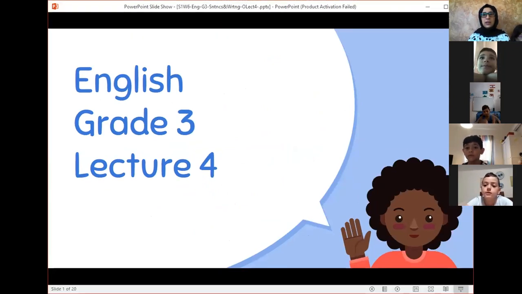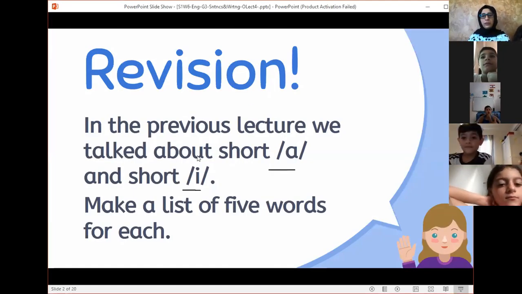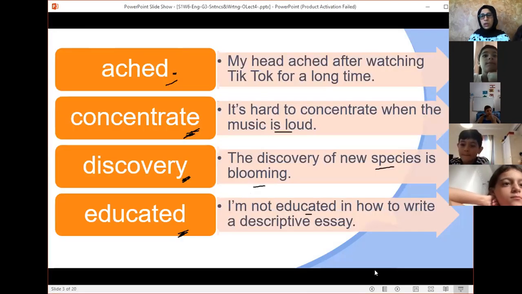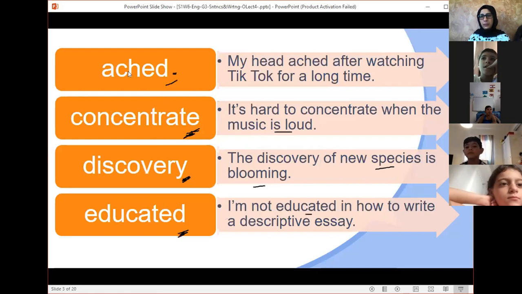Can you see the? Yes. Yes. Yes. Yes. Okay, so this is our lecture, was easy. This was for the revision and we did it now. You gave me 5 words with short A and 5 words with short I. I will only read the vocabulary words. You can read with me.